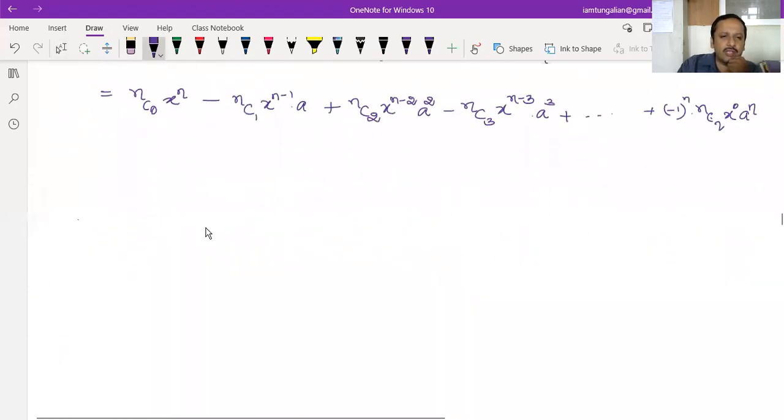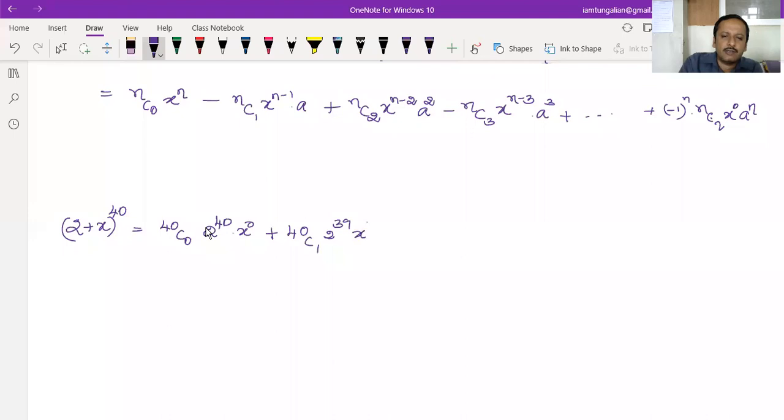2 plus x whole power 40. Let me expand this. This will be equal to 40C0. In place of x, we have 2 here. In place of a, we have x here. So I'll write like this: 2 power 40 into x power 0 plus 40C1 2 power 39 into x power 1 plus 40C2 2 power 38 into x square, etc. Last term will be 40C40 2 to the power 0 into x power 40.